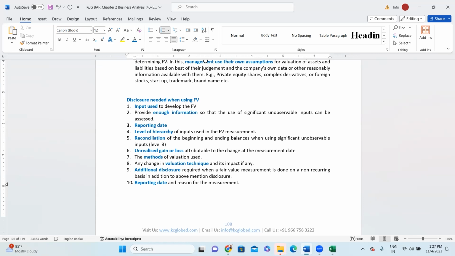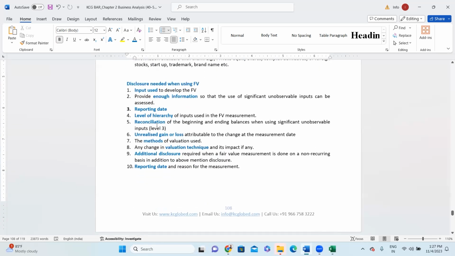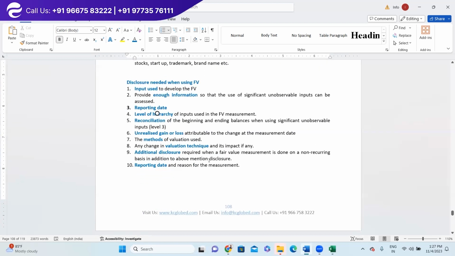So these are the disclosures required for the company as well as any third party who is acquiring any assets and requires the fair value measurement. Clear? Any doubt on the disclosure part? Clear, yeah. Okay.